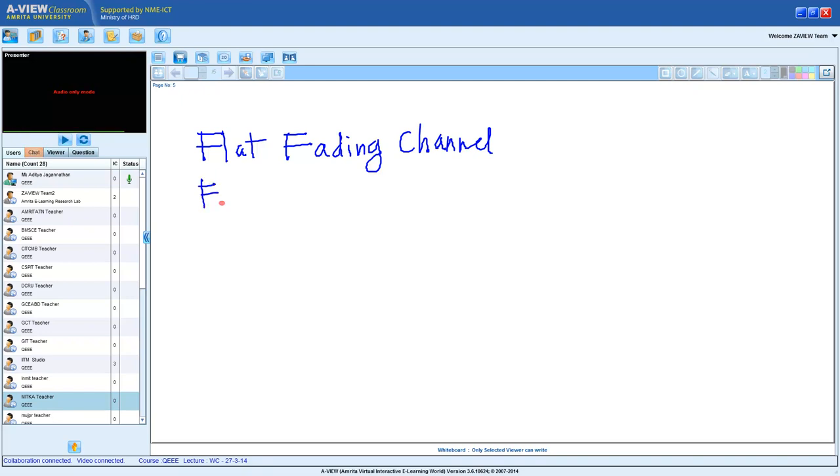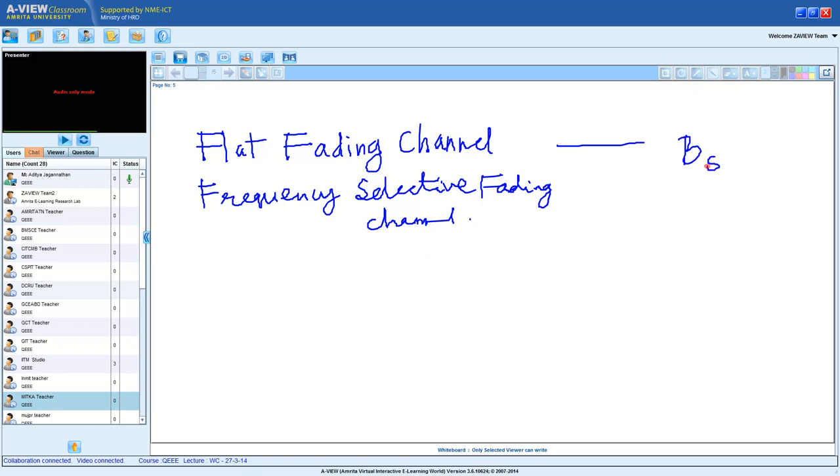There is a flat fading channel and then there is a frequency selective fading channel. Can someone tell me what is the condition for flat fading? Flat fading is basically when BS is less than BC, and frequency selective fading is when BS is greater than BC.